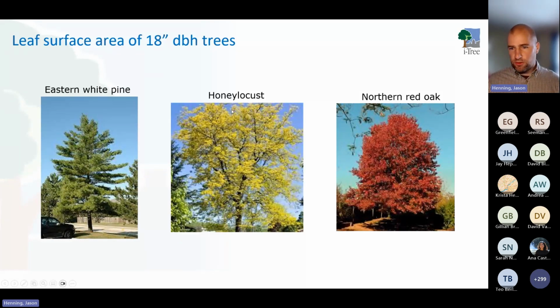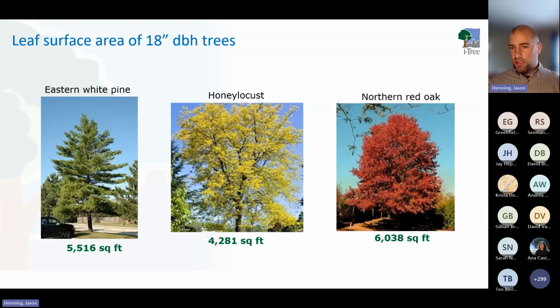And I think these pictures sort of give it away a little bit, but if we were to run all of these through the iTree Eco model, we'd come up with the most leaf surface area for our northern red oak. And you see that it's pretty significantly higher than our honey locust, which is a tree that we plant pretty commonly as a street tree. It's pretty hardy. Maybe it grows a little faster than that northern red oak, so it might get up to that leaf surface area a little faster.